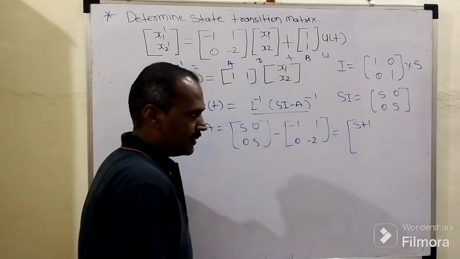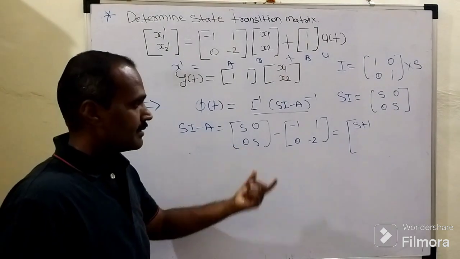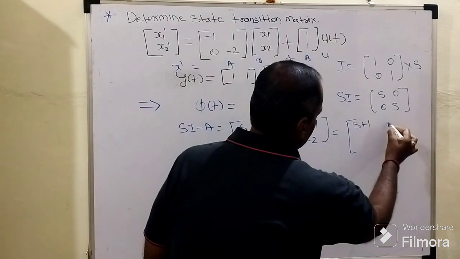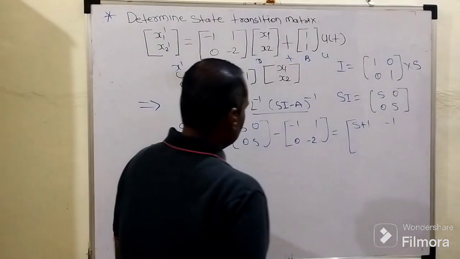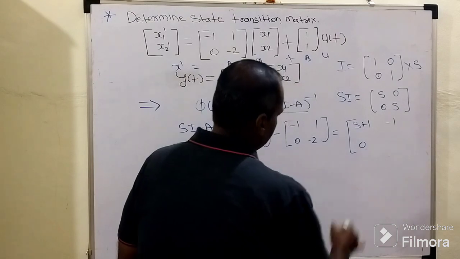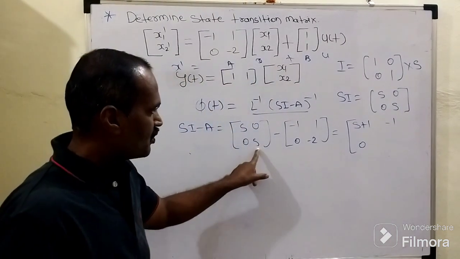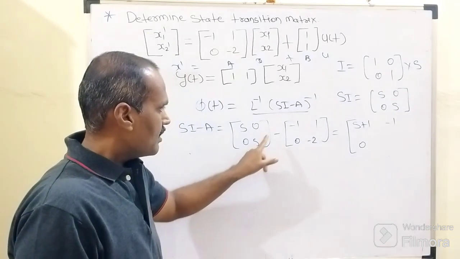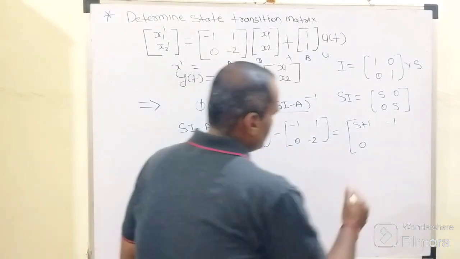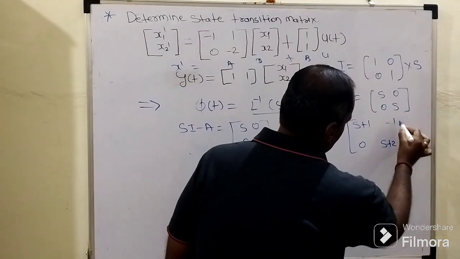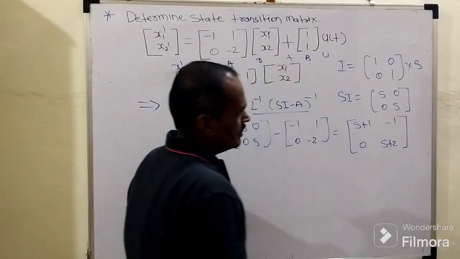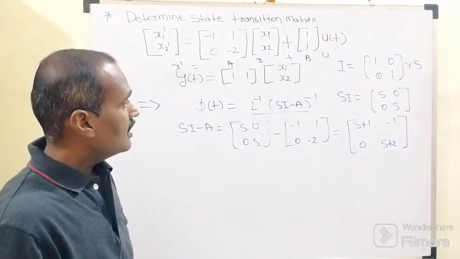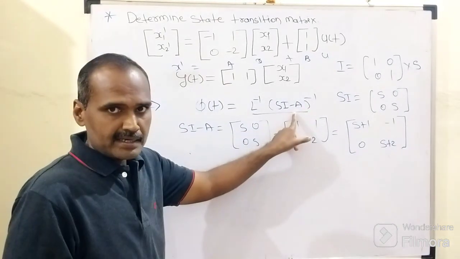First element belongs to this matrix SI minus A. Then 0 minus of plus 1, so obviously it will become minus 1. Then 0 minus of 0, obviously it will become 0. Then the last coefficient of this SI matrix is S minus of minus 2. As a result of minus minus, it will become plus, so S plus 2, right? So this is SI minus A. But what do we want? We want the inverse of this SI minus A.